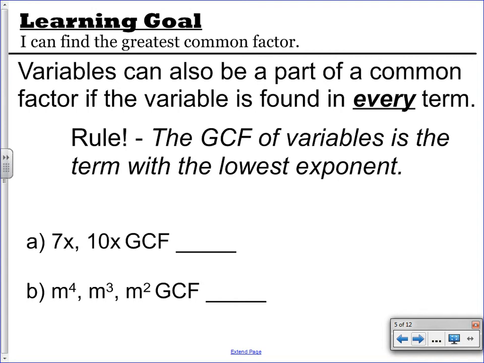There's another way we can factor, and it involves variables because we've been dealing with variables. So this one's a little bit different. It says variables can also be part of a common factor if the variable is found in every term. So the rule is the greatest common factor of variables is the term with the lowest exponent. So if I look here, what is my greatest common factor between 7x and 10x?